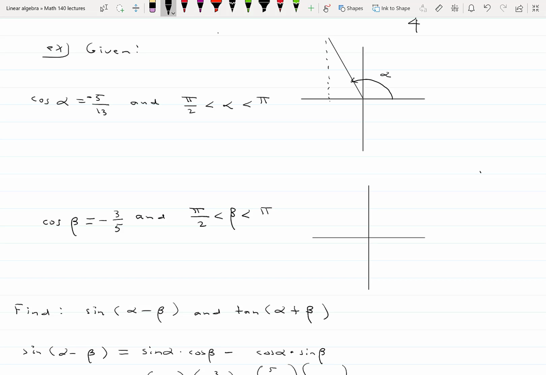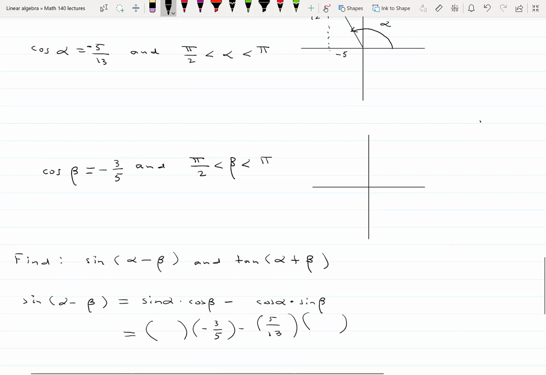So let's draw the angle alpha, and the cosine is negative 5/13. So I'm putting in this, as I would do in section 2.4, the x value of negative 5 and 13 for the hypotenuse. The Pythagorean theorem is going to leave 12 for the vertical side. Okay, so if you want to go ahead and do the Pythagorean theorem on that separately, that would be fine.